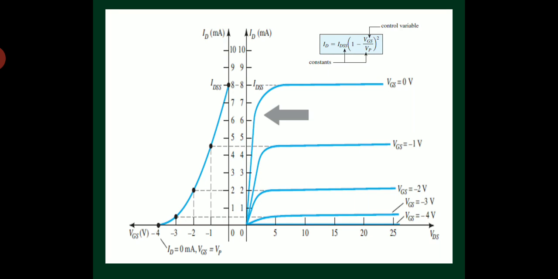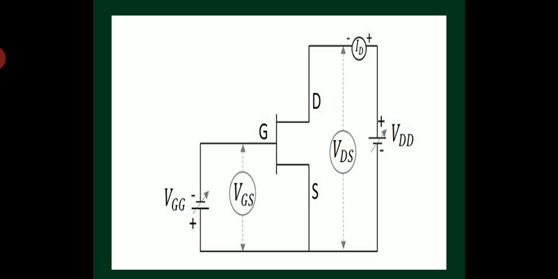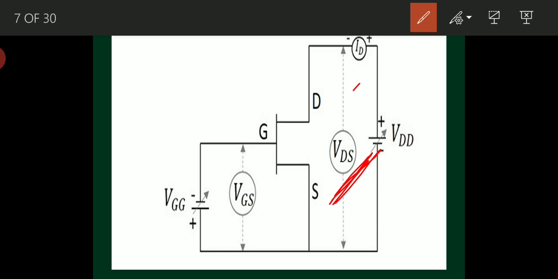Okay, likewise in BJT, input characteristics are drawn between input voltage versus input current at different values of output voltage, and output characteristics are drawn between output voltage versus output current by making input current constant at different current levels. Likewise the drain characteristics are drawn between drain voltage versus drain current for different values of input voltage VGS.